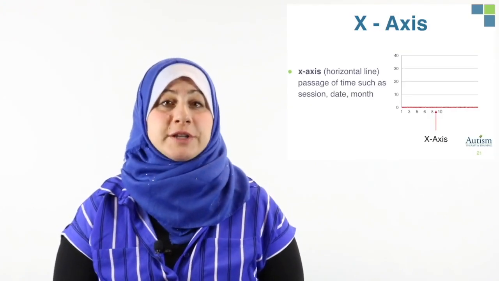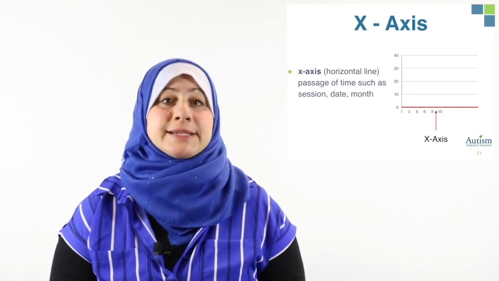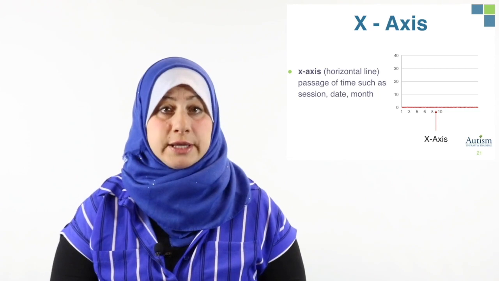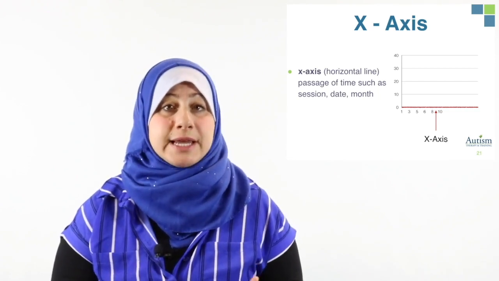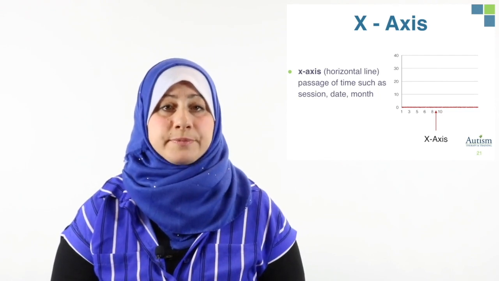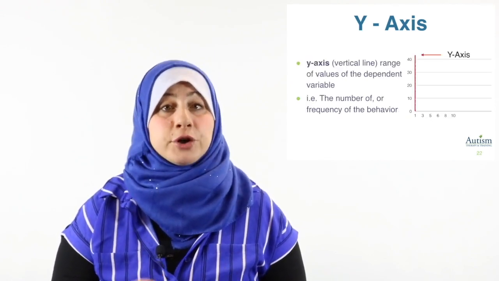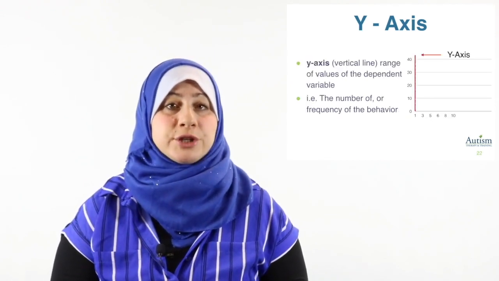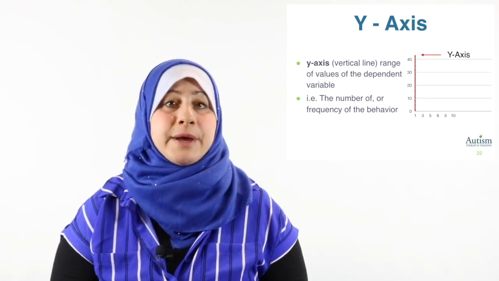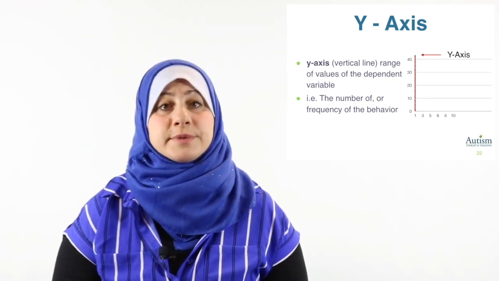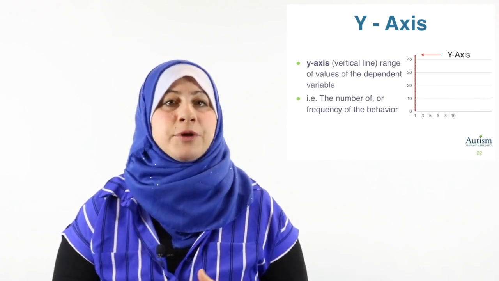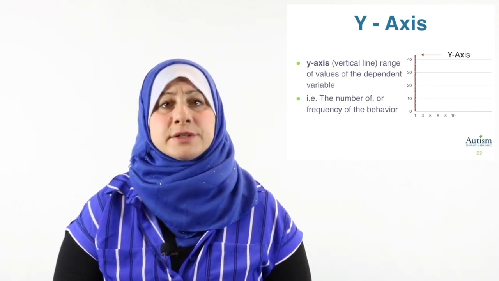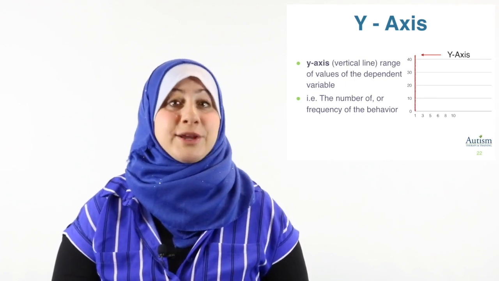Let's move into the parts of a line graph. There is the x-axis, which runs horizontally, and it shows the passage of time, such as session, date, month, and so on. The y-axis is the vertical line, which shows the range of values of the dependent variable, such as the number of times a behavior occurred or the duration. It's the behavior being measured. And here's our beautiful y-axis in red.